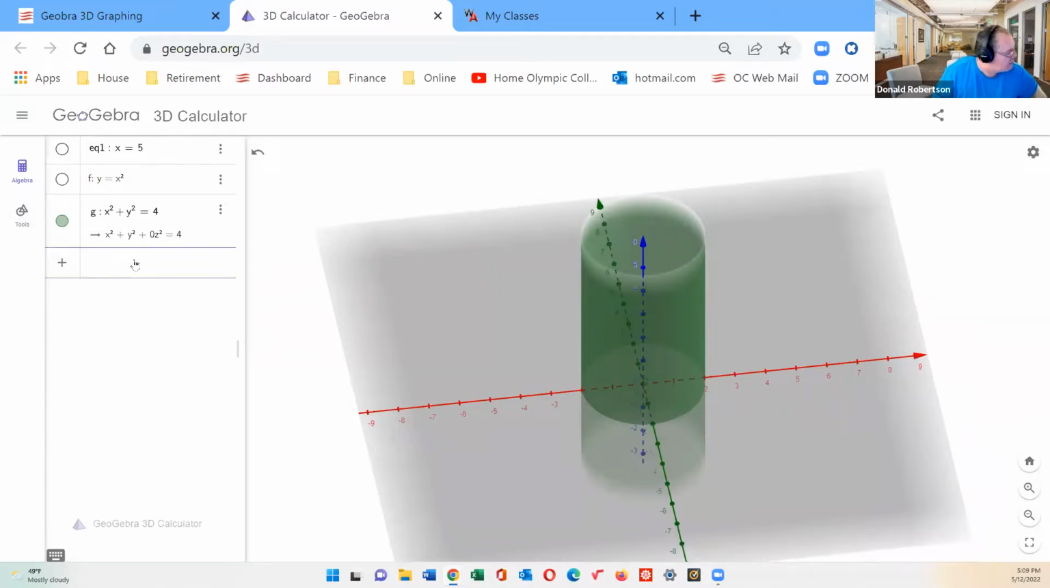Now, what would happen if I do X squared plus Z squared equals 4? That's what X squared plus Y squared equals 4 was: a cylinder that goes vertically upwards, right? It points in the direction of the Y-axis. But what would X squared plus Z squared equals 4 look like?